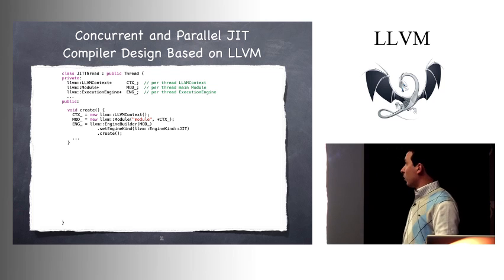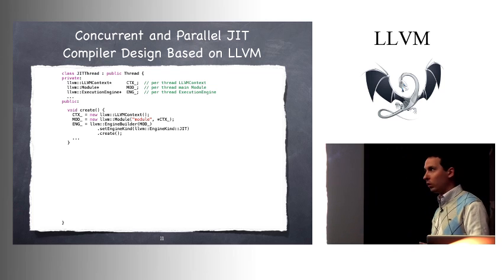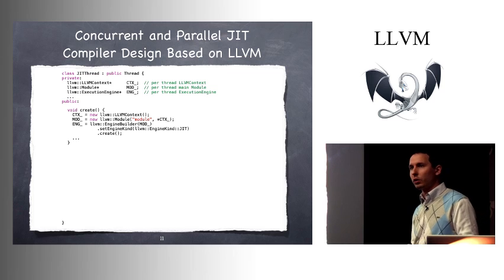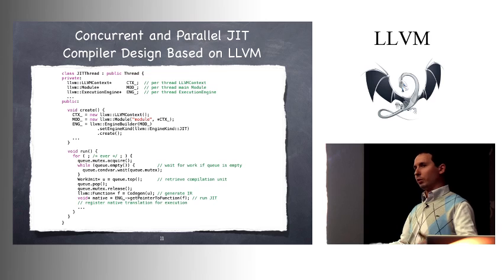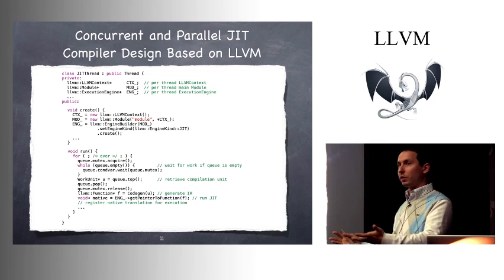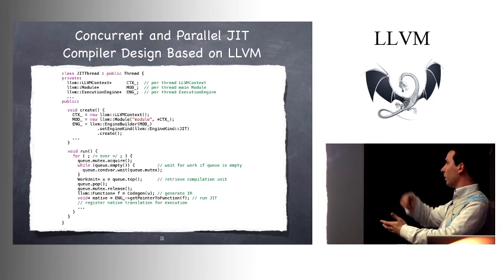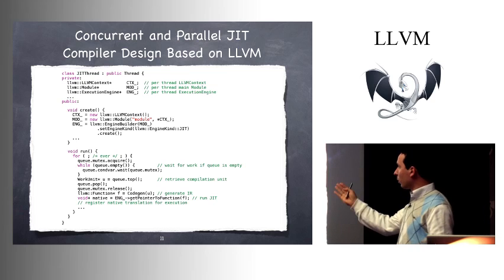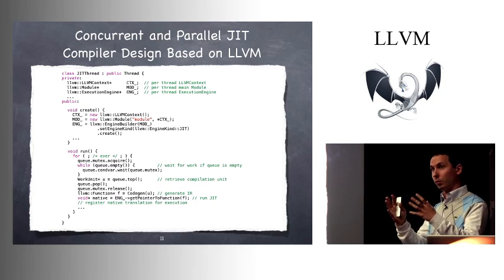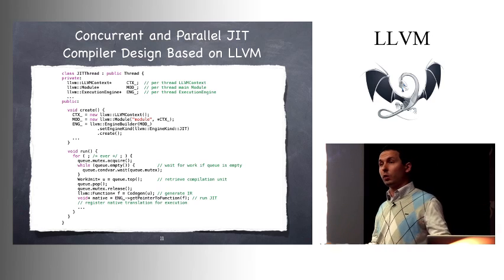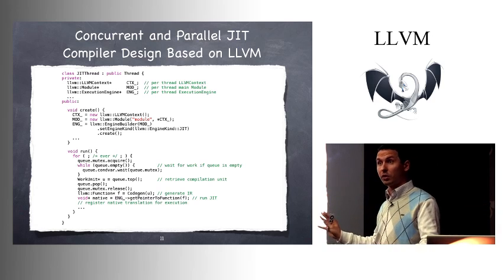Once you've instantiated it, how would your run loop look in your JIT thread? What you typically have here is the run loop of a thread. It's a forever loop where we check this priority queue with translation units. If there's no work for us to do, then we just go to sleep.